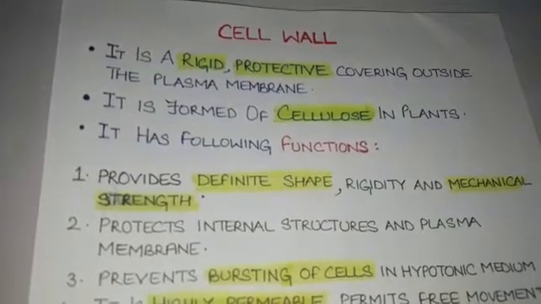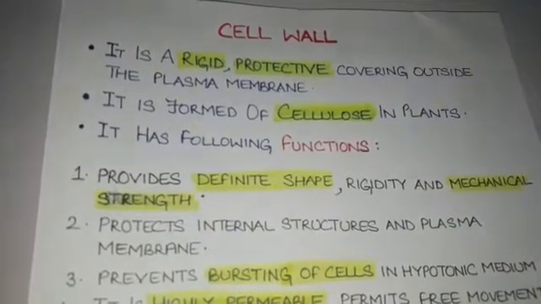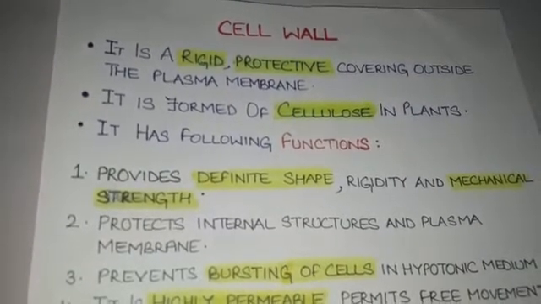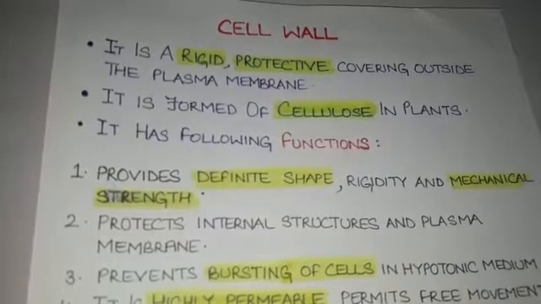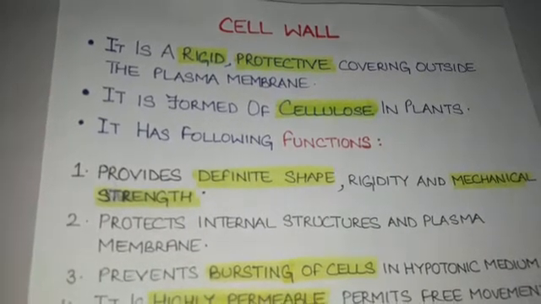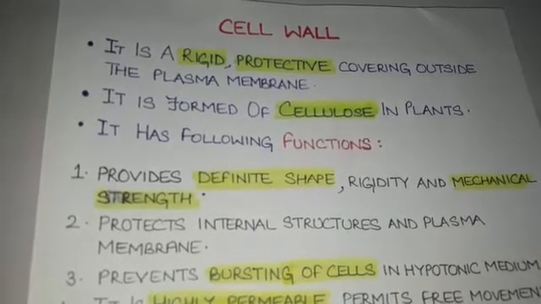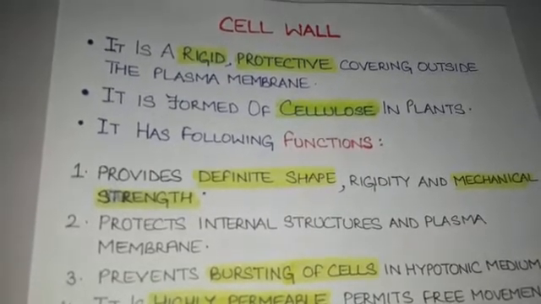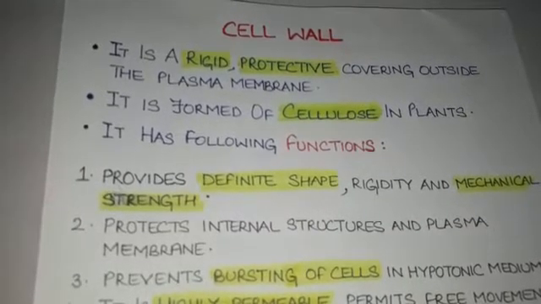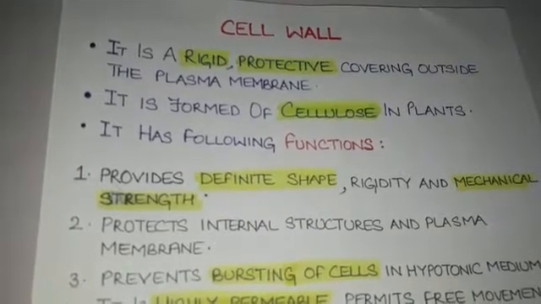In the last video we discussed the structure and functions of plasma membrane and how the substances move across plasma membrane by two processes, that is diffusion and osmosis. In today's video we will discuss the structure and functions of cell wall, what are the differences between plant cells and animal cells, and the structure and functions of nucleus.